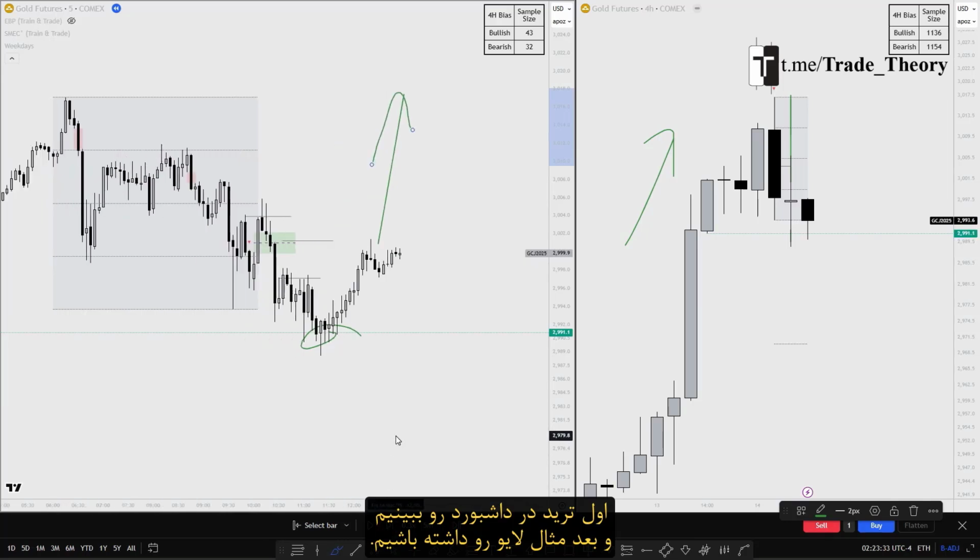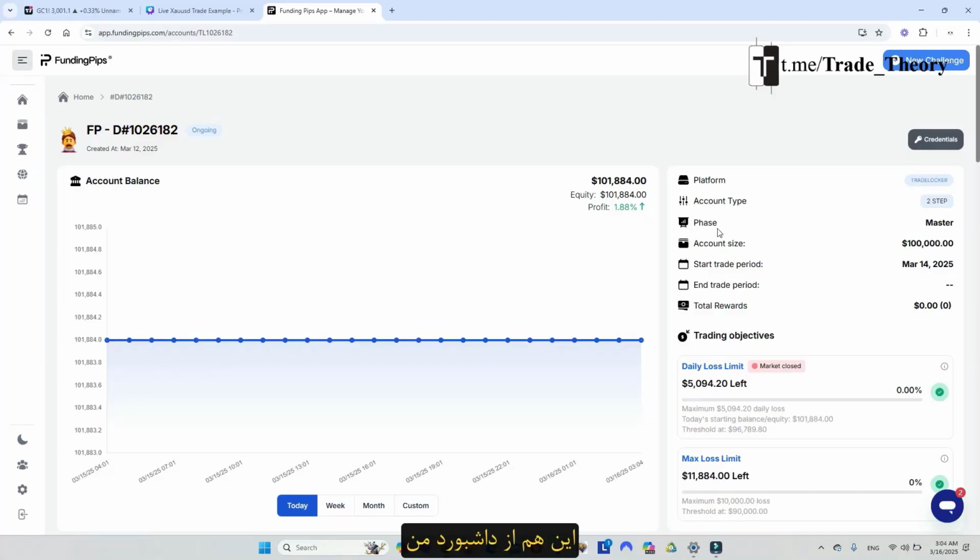I'm going to show you guys the trade first on the dashboard, and then we're going to show you the live trade example. So here's my dashboard, and the reason why I want to do this, number one, is because for some reason the funded accounts all say demo on the top right. I know people are going to see that, and if you're not familiar with Funding Pips, or honestly a lot of these prop firms, they typically are just going to show demo on things.